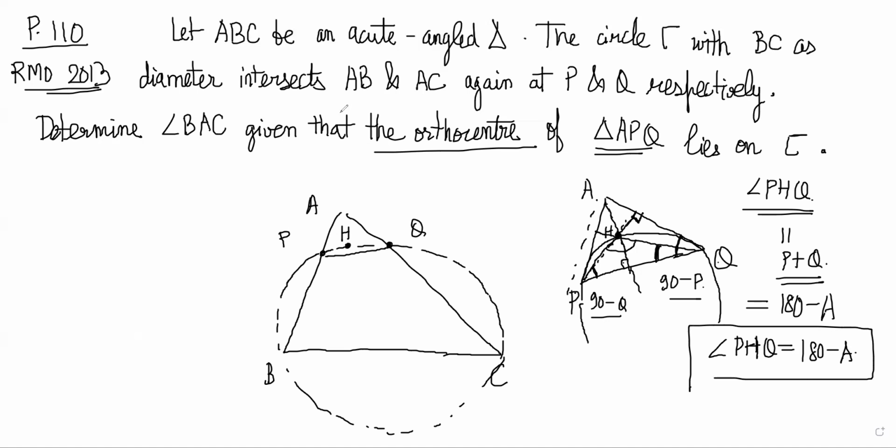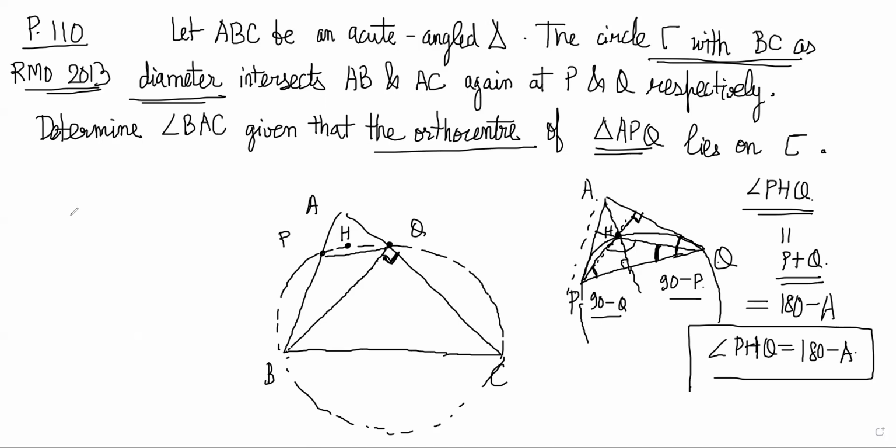We also know that the circle had BC as a diameter, right? So BC is the diameter of the circle. So if I join B to Q, notice here that BQC has to be 90 degrees. Why? Because BC is diameter, then BQC is angle in a semicircle, right? So this is 90 degrees.